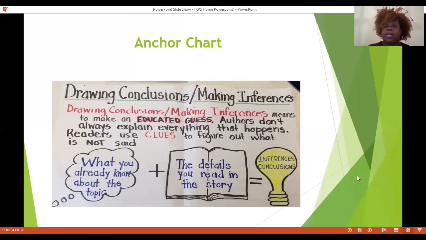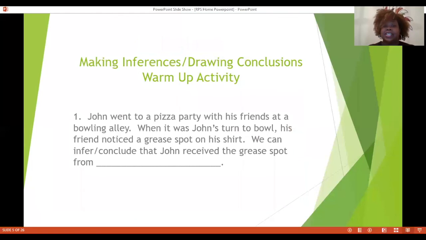So go ahead and pause me and do your own anchor chart. I'm glad that you're back.